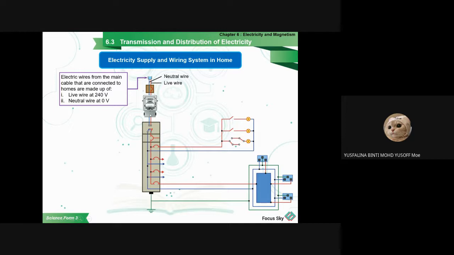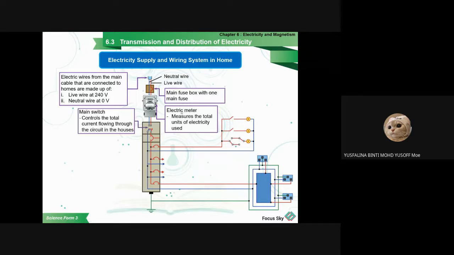And after that we have the main fuse box with one main fuse. So if anything, you can just shut this one down, and all the electric current in your house will be cut off. And this is the electric meter, which measures the total units of electricity used. Now they are using the digital one, so it's much easier.